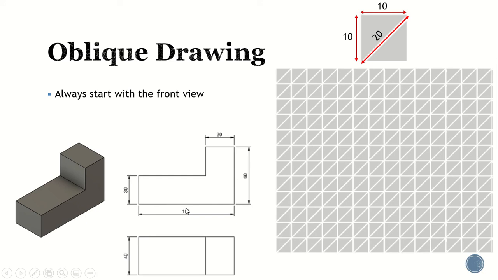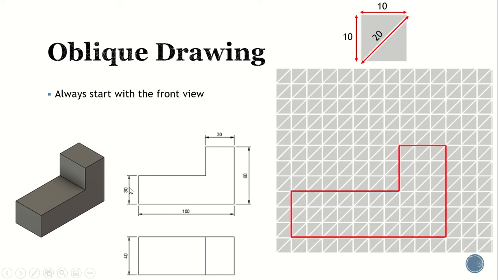When we create the oblique drawing starting with the front view, we always try to make sure that the dimensions are correct. So, if I have this side here, which is 30, every box would be equivalent to 10. So, 10, 20, 30. And the other dimensions will be placed in the same way. Remember that in oblique drawing, the front view remains the same. As you notice here, we did not make any changes on the front view. It is exactly the same here as it is here.